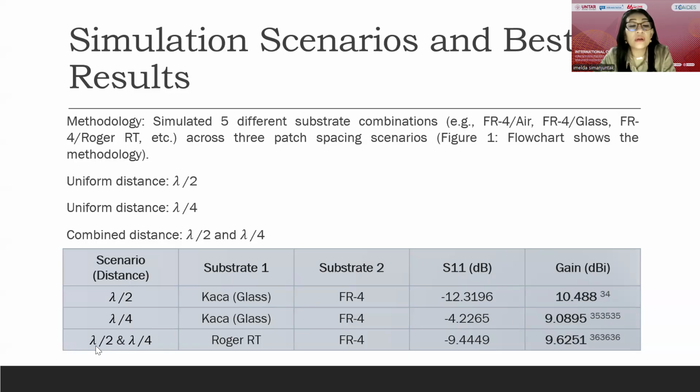For the combination of lambda divide 2 and lambda divide 4 with substrate Rogers and FR4, we got a return loss of minus 9.4449 and a total gain of 6.9.6251.